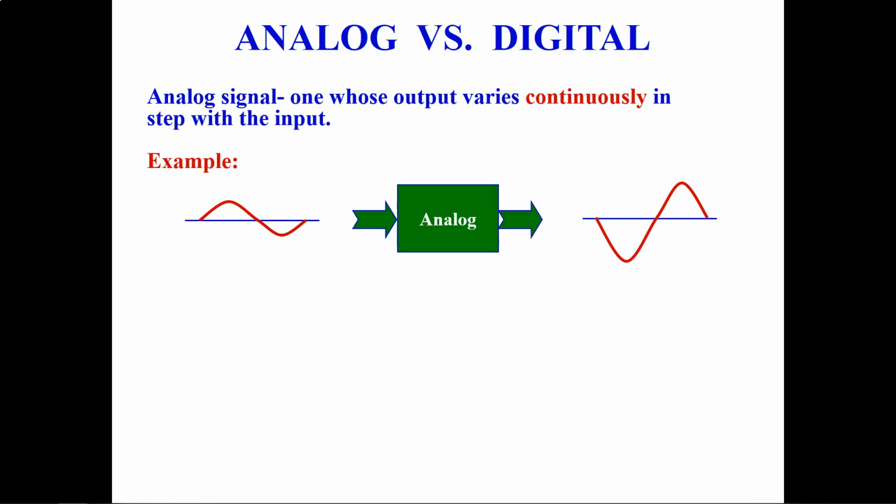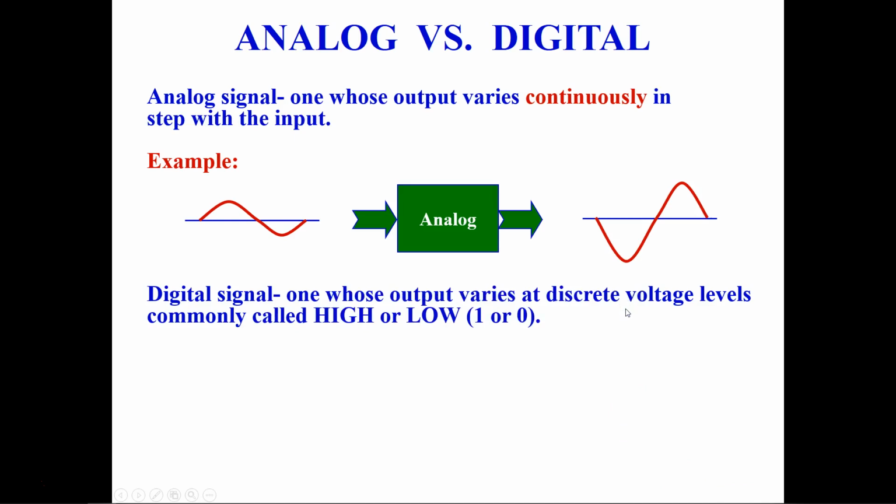As in the light dimmer, it can control the light by varying the brightness anywhere within a defined range of values. And next we have digital signal. So digital signal is the one whose output varies at discrete voltage levels, commonly called high or low. So these digital signals must have a finite set of possible values.